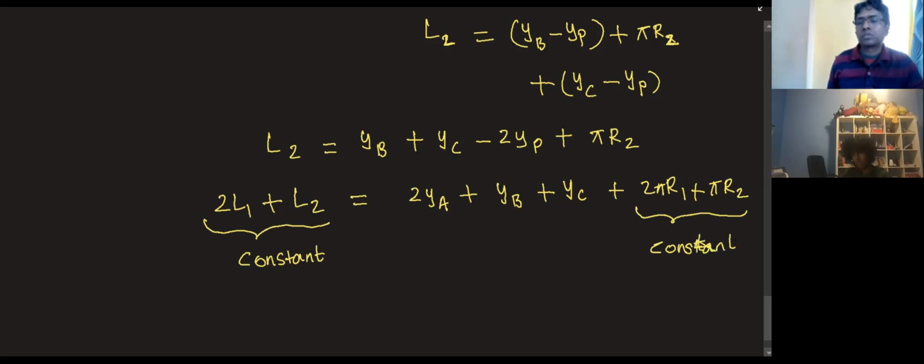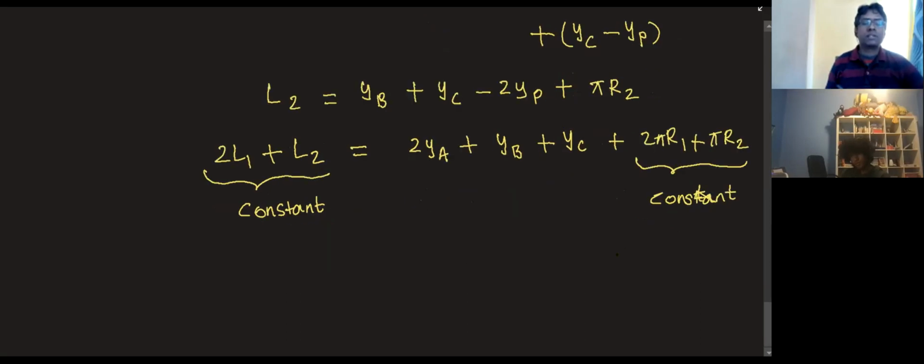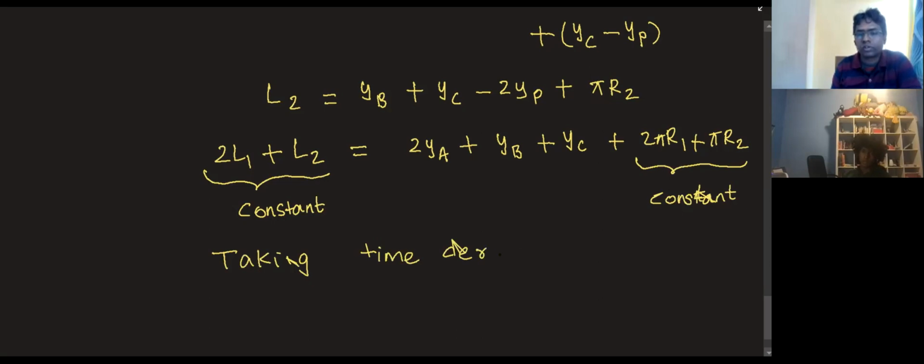Okay. So now here, if we use a little bit of calculus, we are saying that we are taking time derivatives. Okay. So taking time derivatives. The left-hand side is a constant. So when I take a derivative, I get 0.